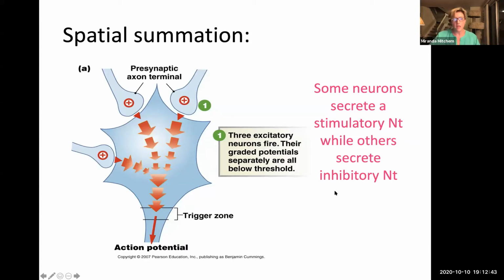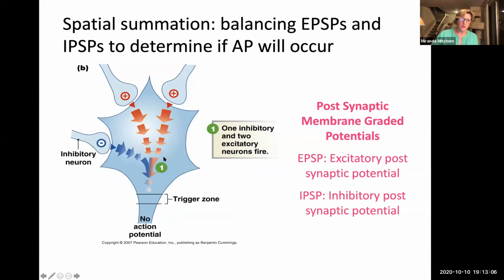Now, as we saw in the video, some neurons are going to secrete stimulatory or excitatory neurotransmitters, where others are inhibitory. And what matters is, do the stimulatory ones win out, or do the inhibitory ones win out? What's the end of that math, if you will? Now we're looking at an example of 2 stimulatory and 1 inhibitory signals coming in from 3 different presynaptic neurons. And this time we do not have enough signal to generate the action potential. So there is no action potential fired here.